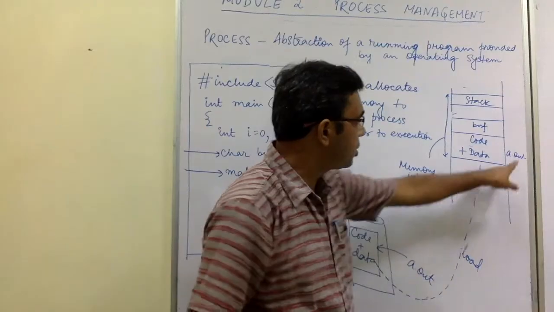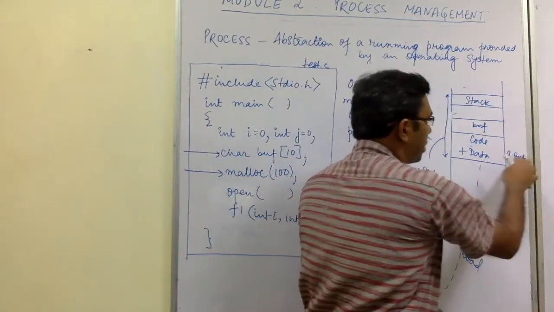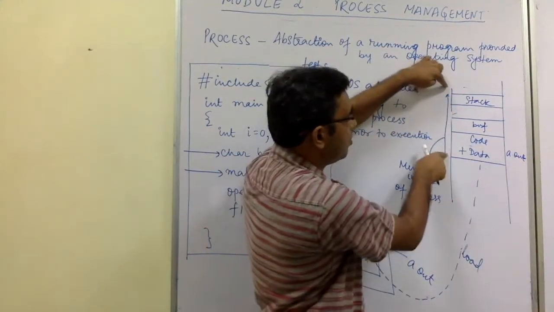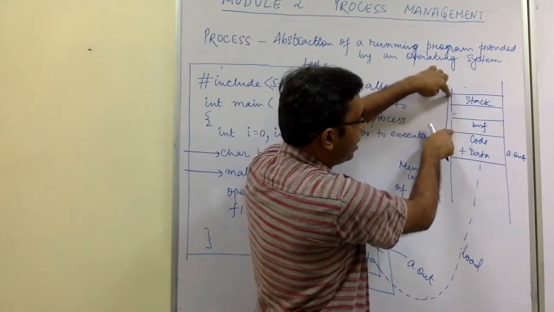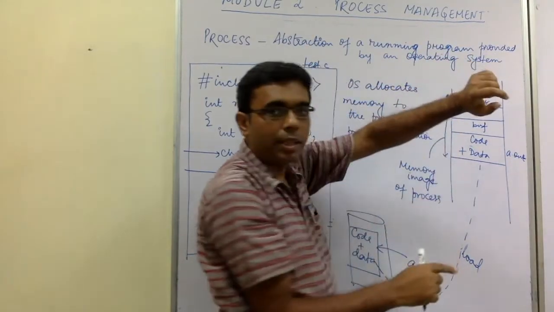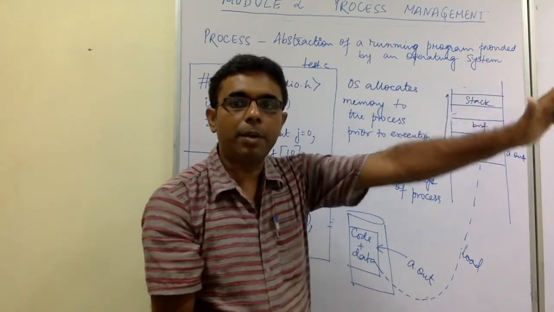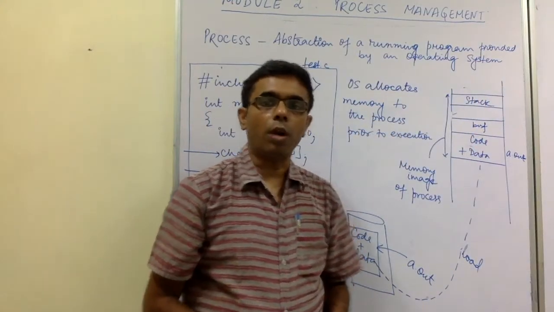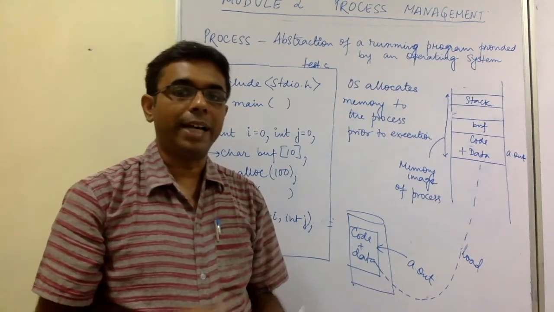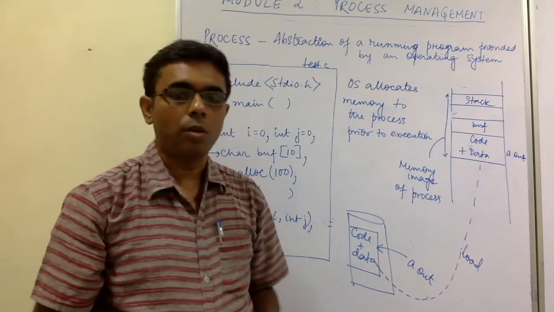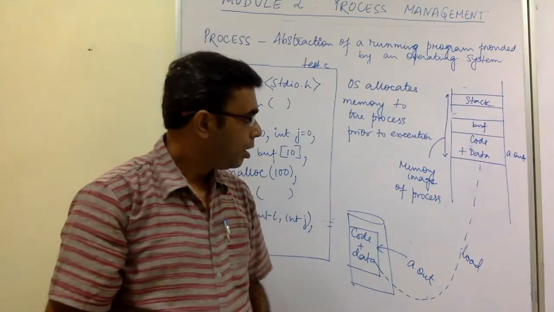So if the process is a dot out, this a dot out process now has this memory image, which contains the code and data and some memory space that the OS has allocated to that particular process in order to store different things, either the stack contents or the dynamic data or the variables, all this, right?